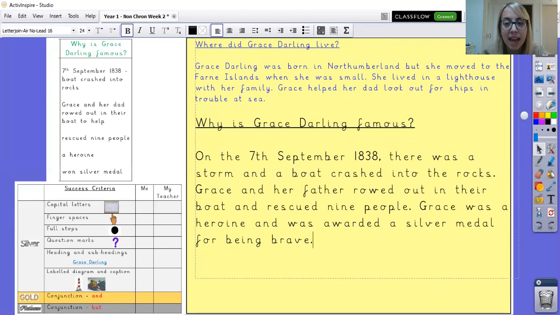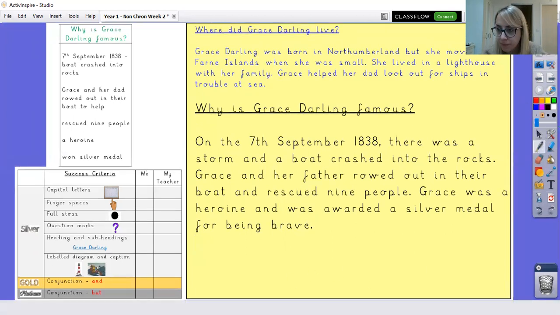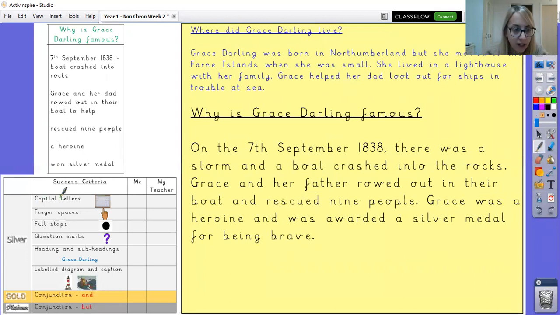Okay, on the 7th of September 1838, there was a storm and a boat crashed into the rocks. Grace and her father rowed out in their boat and rescued 9 people. Wow. Grace was a heroine and was awarded a silver medal for being brave. Okay, I'm really pleased with my writing. I'm going to go through with my green pen and check that I have included what I need to. So let's start off here.